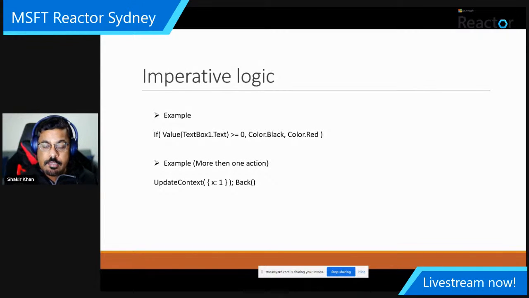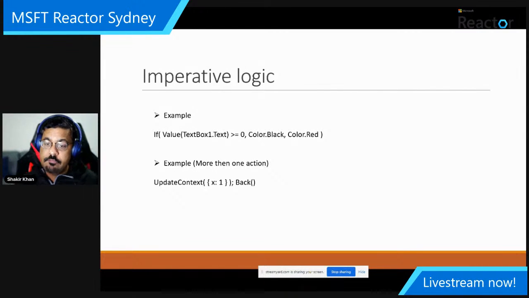In my example one, you can see I'm just writing If, and then checking the value. If the value is greater than or equal to 0, it will be black, and if it is not greater than or equal to 0, it will be Color dot Red.